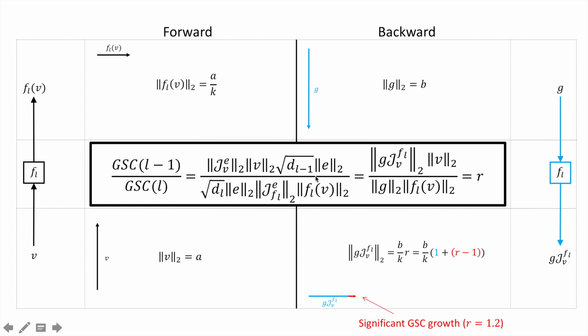The length of the outgoing gradient vector, b over k, signifies GSC growth. In this pictorial example, we chose r equals 1.2. Thus, the length of this vector is reflective of the behavior of, for example, a batch ReLU network, which exhibits a GSC growth of around 1.21 per layer.